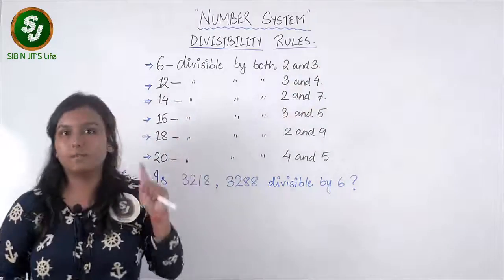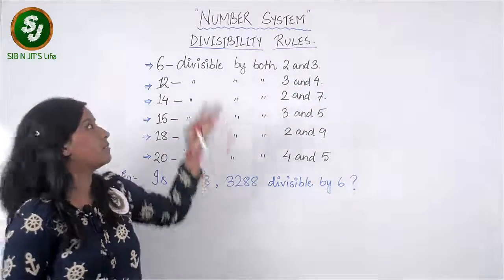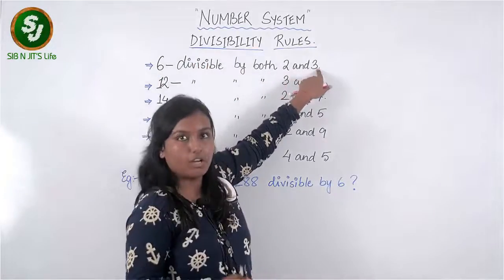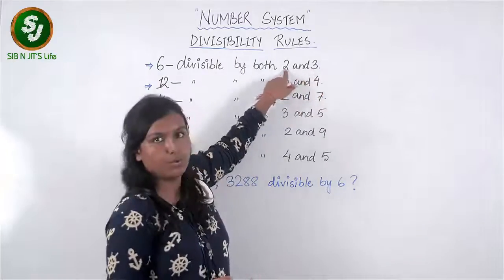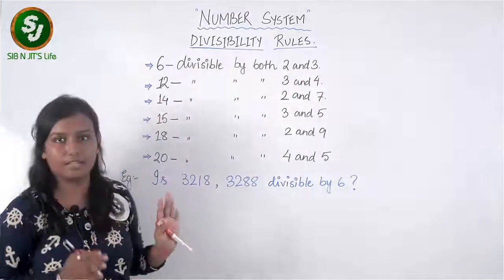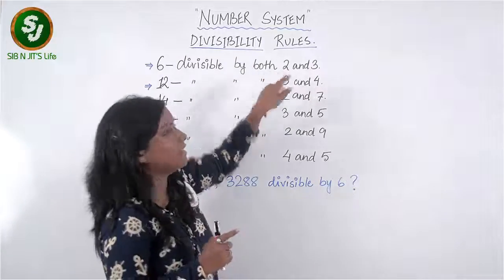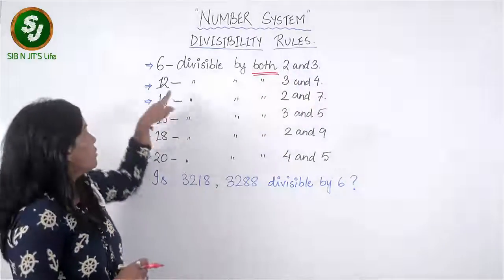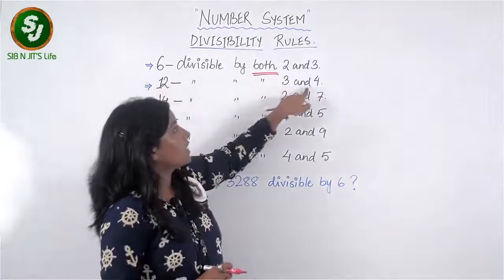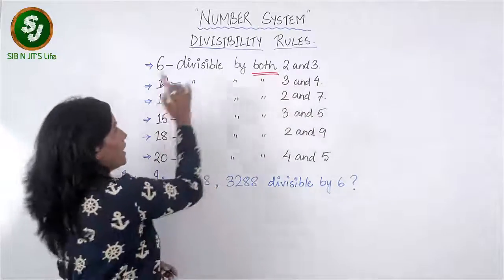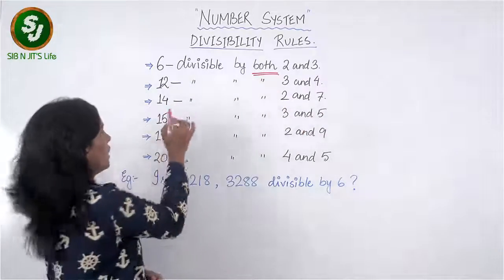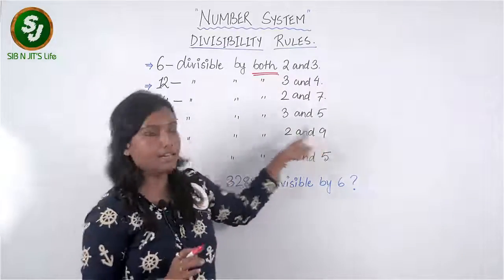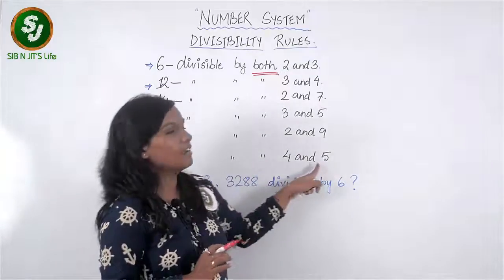Even if it is not divisible by a single number, the whole number will not be divisible by the given number. Okay, if it is divisible by 2 and not by 3, or divisible by 3 and not by 2, it will mean that it is not divisible by 6. The important point is it must be divisible by both. So for 12, it must be divisible by both 3 and 4. For 14, 2 and 7. For 15, 3 and 5. For 18, 2 and 9. And for 20, 4 and 5.